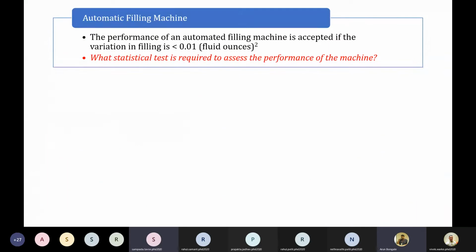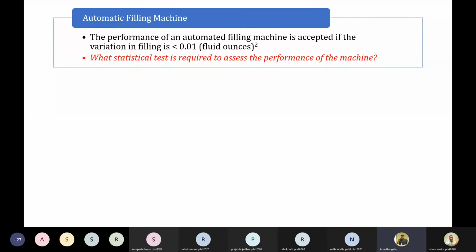One more example. You need to tell me. I will not write it over here now. The performance of an automated filling machine is accepted if the variation in filling is less than 0.01. So what statistical test is required to assess the performance of the machine?